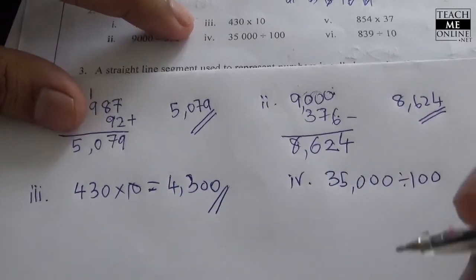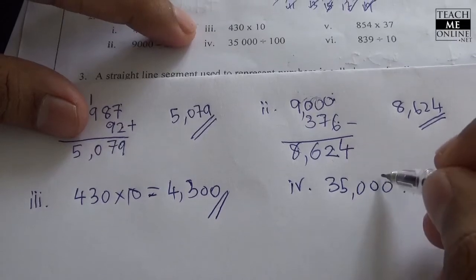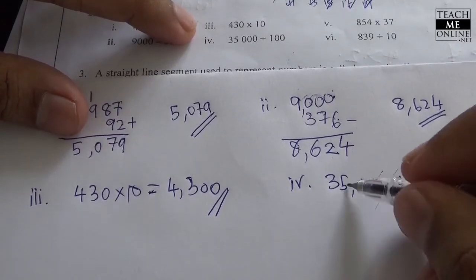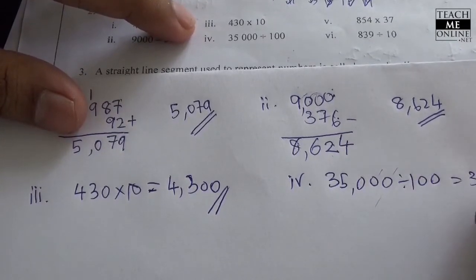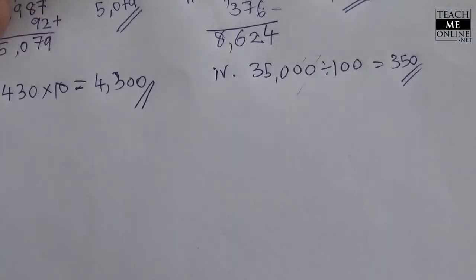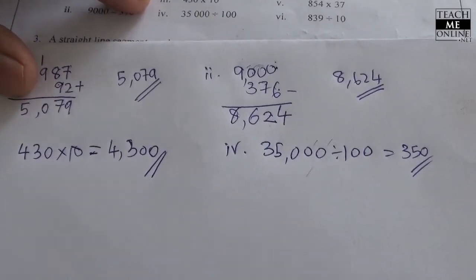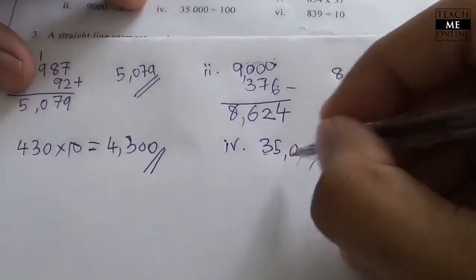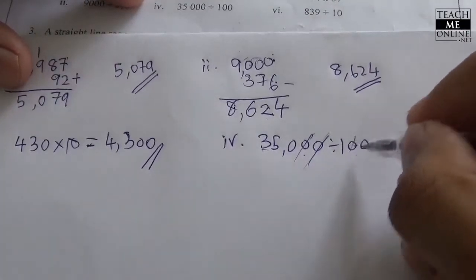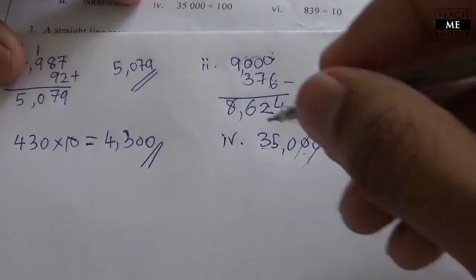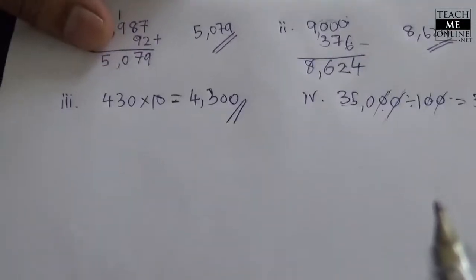Next one, part 4, 35,000 divided by 100. So 100 has 2 zeros. Cut off 2 zeros from 35,000, we get 350 as the answer. There's 2 zeros, just cut off these 2 zeros, we get 350.